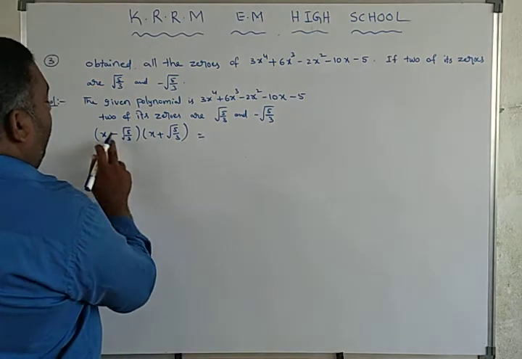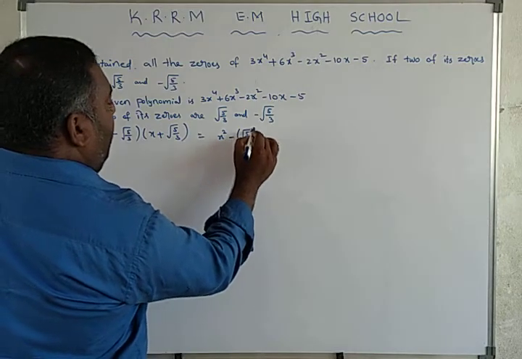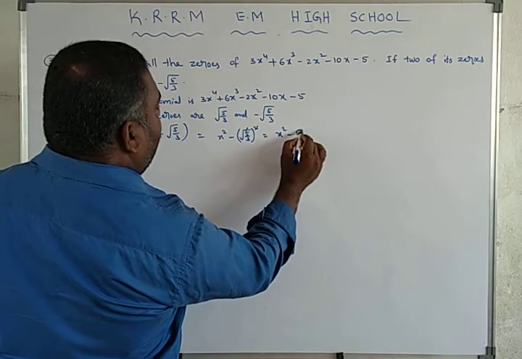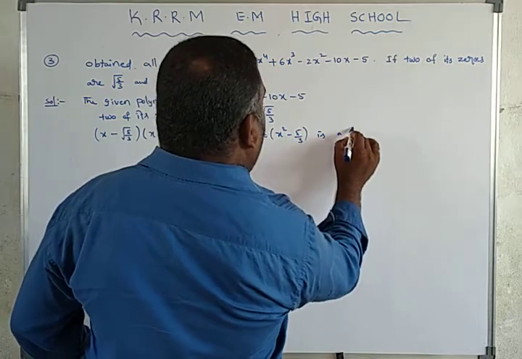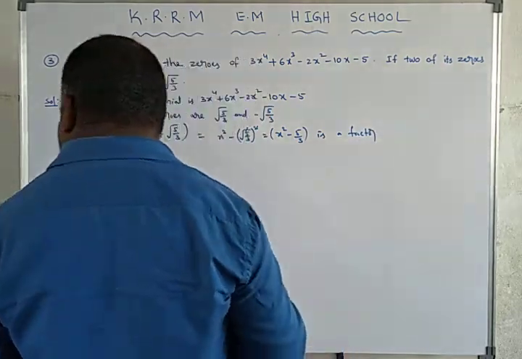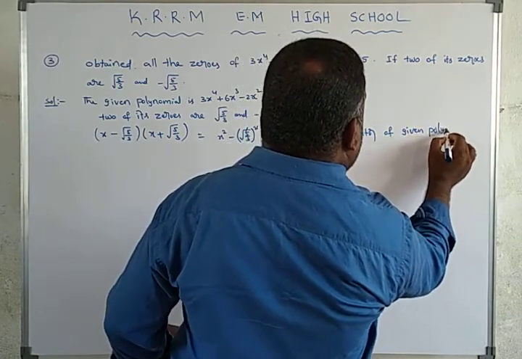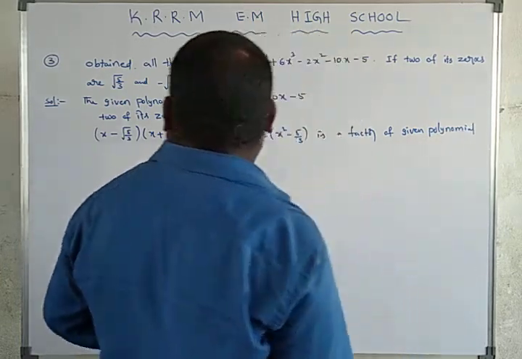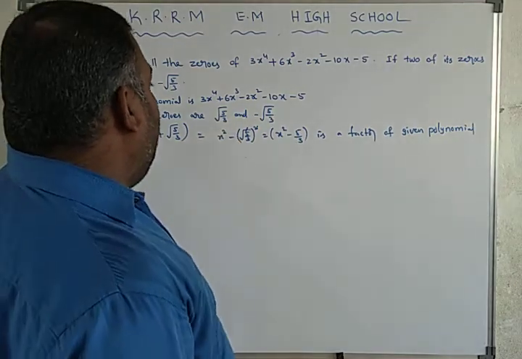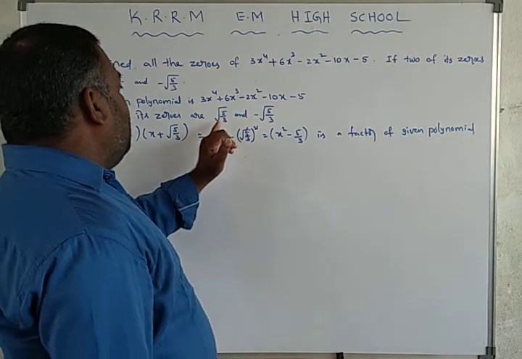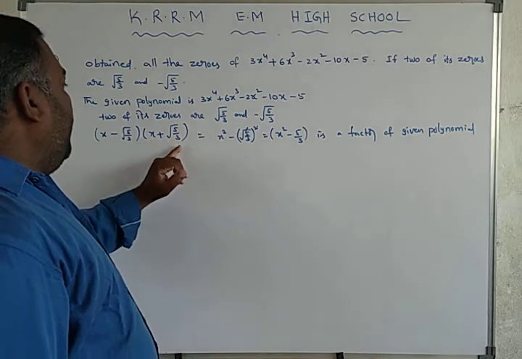Which is equal to (a minus b)(a plus b), which is equal to a square minus b square, which is equal to x square minus 5 by 3, is a factor of the given polynomial. So root 5 by 3 and minus root 5 by 3 are the zeros. So the formation of a quadratic polynomial whose zeros are root 5 by 3 and minus root 5 by 3 is x minus root 5 by 3 into x plus root 5 by 3.